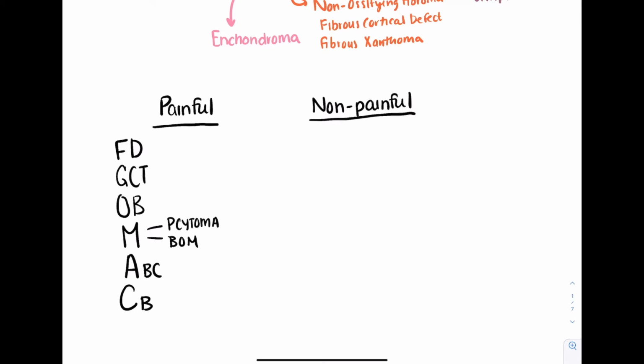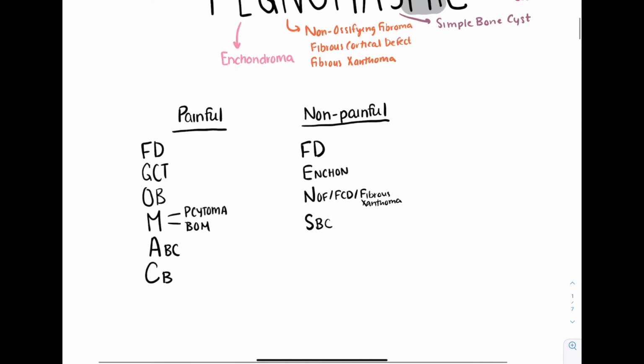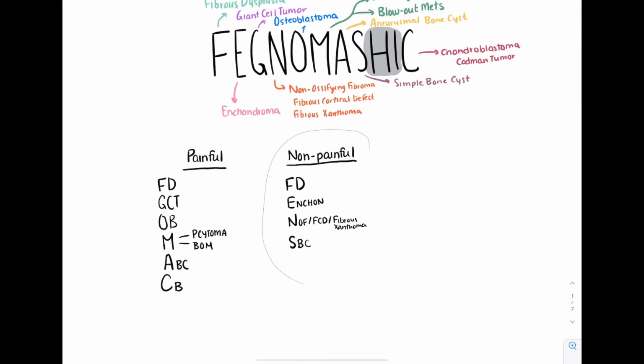For my non-painful, I have FENS. So fibrous dysplasia can be painful or non-painful. E stands for enchondroma. N stands for my NOF, FCD, or FX. Don't ever abbreviate it FX though. Always write out for this one, fibrous xanthoma, because FX is fracture. And then SBC. Okay, so that's the first thing I do. So I separate it like that. I'm going to just give them a little more space.